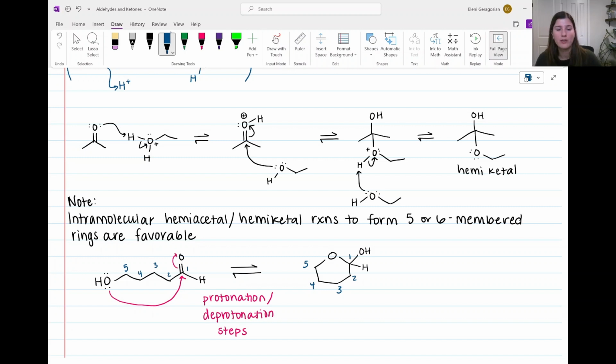5 and 6-membered rings are quite stable, just like glucose. And just note that these mechanism arrows are simplified here. There are also deprotonation and protonation steps before we're actually getting to the final product. But just to make the point here that intramolecular reactions to form 5 and 6-membered rings are favorable.